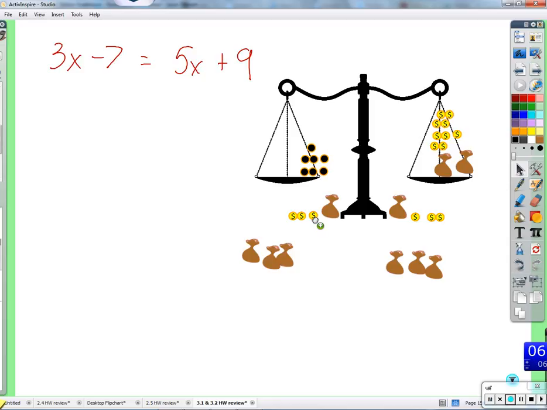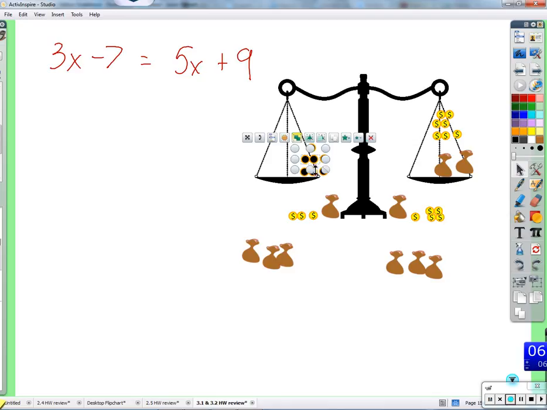So now, we only have bags on one side of the scale, and all we have to do now is get one bag by itself. And it's a lot like any other equation we've seen. How do we go about getting those bags by themselves? You take away seven dark coins. Am I worried about these? I'm worried about getting these bags by themselves. Okay, well then you take away all of those coins. So I need to take away two from here. So I also need to show that I've taken away two from here.